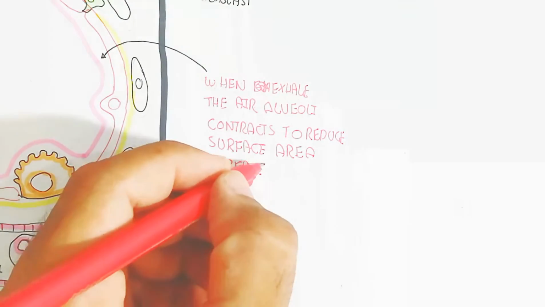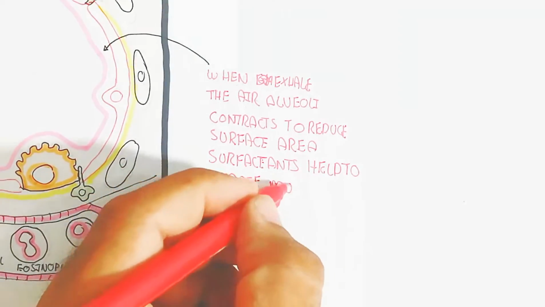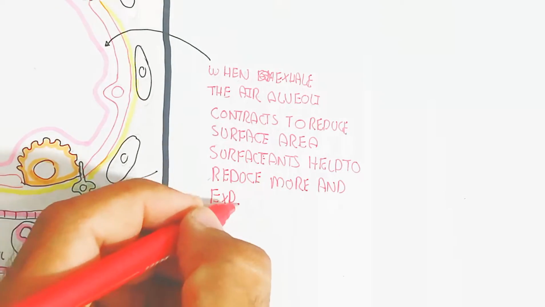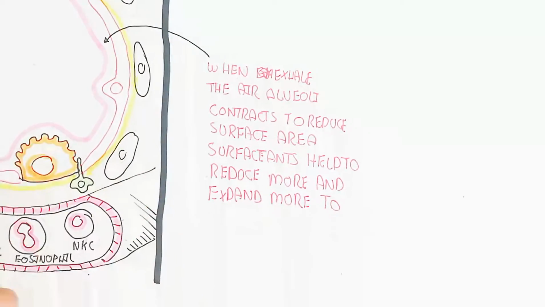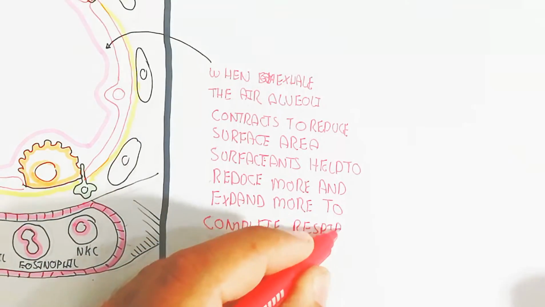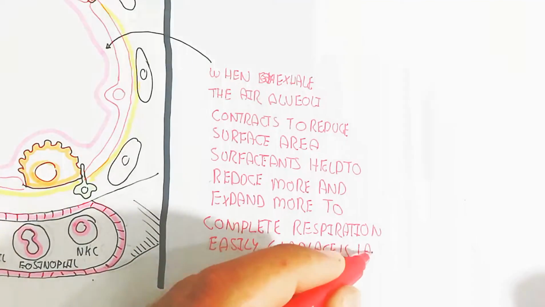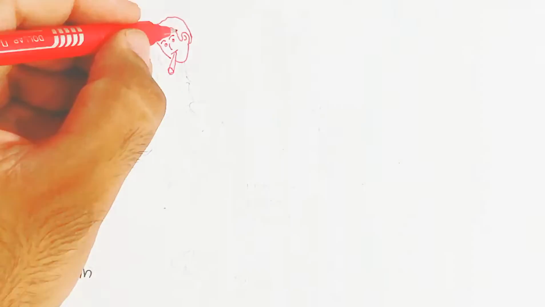And when we exhale the air, the alveoli contract to reduce the surface area, and surfactants help to reduce it more and expand more to complete respiration easily. This is due to Laplace's law. If you don't know it, you can watch my video about Laplace's law.